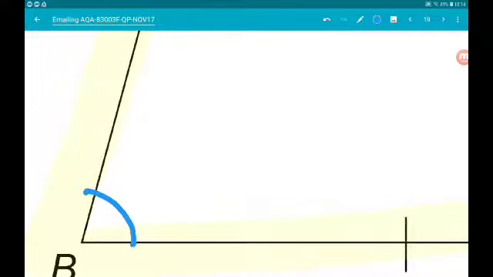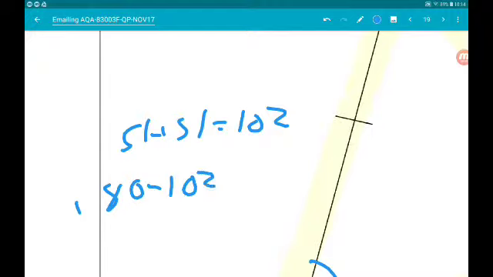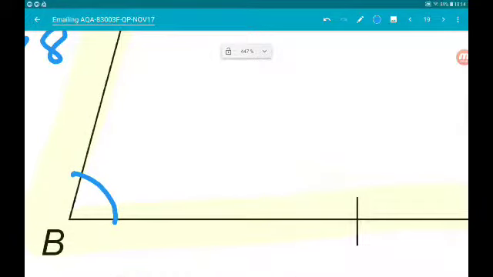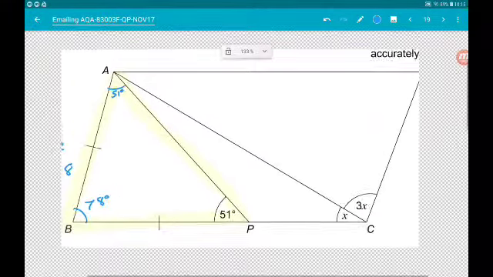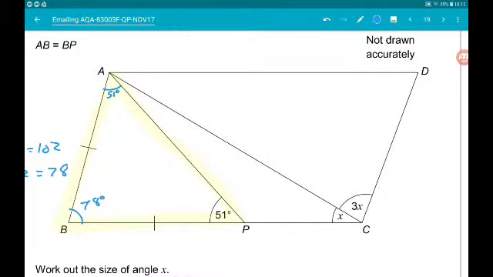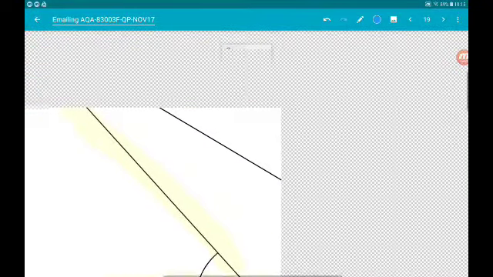Now we know angles in a triangle add up to 180. So we can work out this angle here. So 51 and 51 is 102. 180 minus 102 is 78. So this angle is 78 degrees. Now, angles in a parallelogram are such that opposite angles are equal. So, if this angle down here is 78, this angle up here is 78.